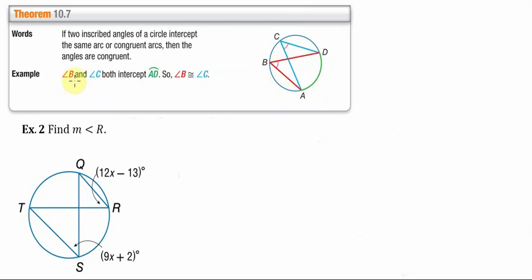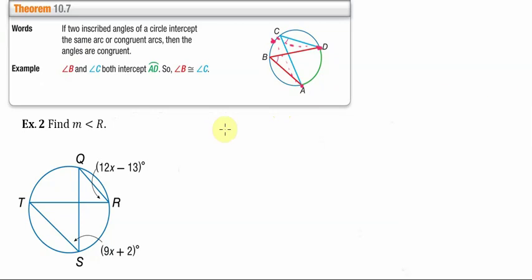So here I have angle B and angle C intercepting arc AD, the same arc, so their measurements are going to be congruent. I could take an angle and drag this point anywhere I wanted to. As long as my endpoints were at A and D, I'm going to have the same measurement on all of the inscribed angles. If we want to look at that in action, in my example 2 here, we're going to try to find the measurement of angle R.